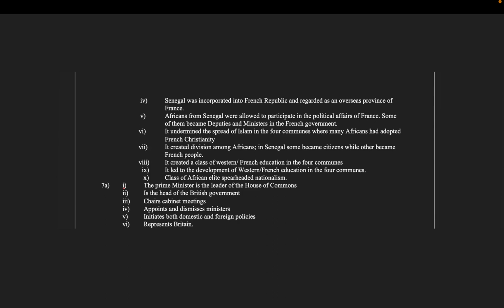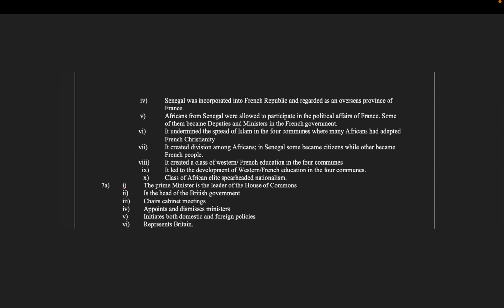It created division among Africans. In Senegal, some became citizens while others remained subjects. It created a class of African elite. It led to the development of Western French education in the four communes. The class of African elite spearheaded nationalism.